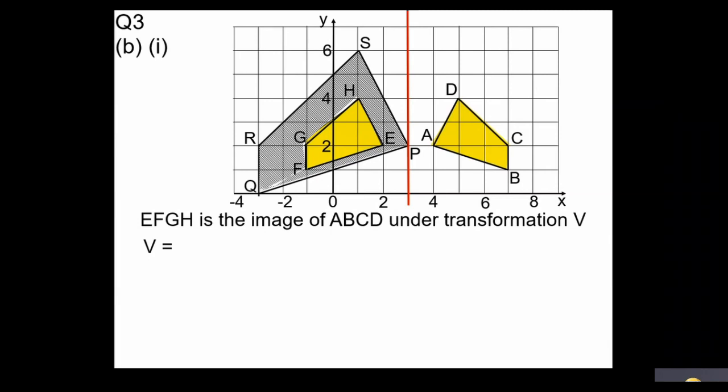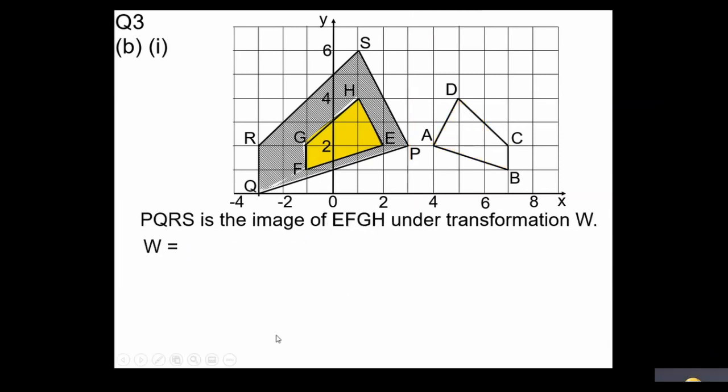Can you see? So this is the middle line, right? What line is this? This is X, X equals to 3. So reflection in the line X equals to 3. Now PQRS, the big one, is the image of EFGH, this one, under transformation W. This one is again very obvious. One big, one small must be enlargement, right?